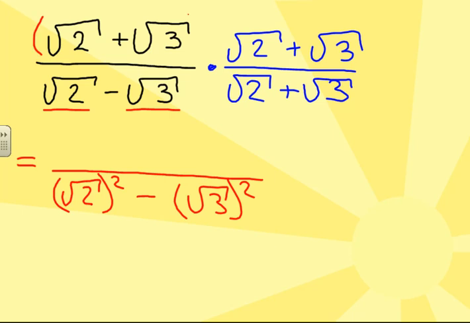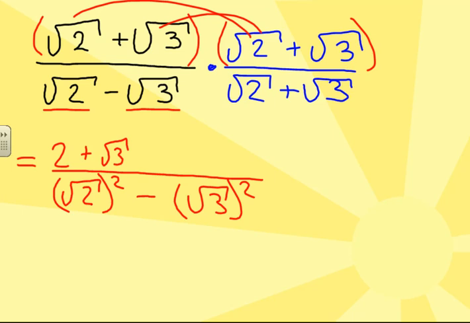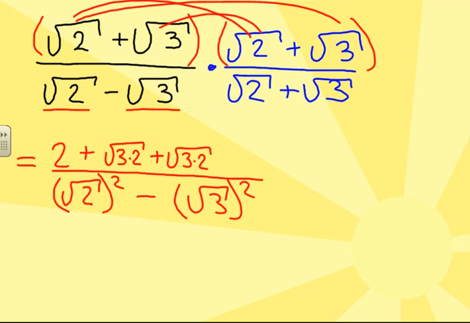In the top one, I'm just going to have to FOIL. So root 2 times root 2 gives me 2, root of 4 inside, plus root 3, you need to take the inside 3 times 2. My outside terms end up being plus root of 3 times 2. And my last two terms are plus 3.